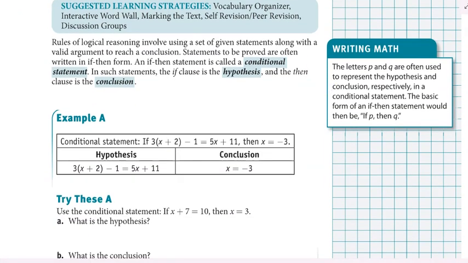All right, so rules of logic reasoning involve using a set of given statements along with a valid argument to reach a conclusion. In the last segment, we used deductive reasoning to give valid reasons to be able to prove something. Here, we're going to be using conditional statements. That is any statement that can be written in the form if, then. So if hypothesis, then conclusion. For example, if it rains tomorrow, then I will bring an umbrella. That is a conditional statement because it is in the form if, then.